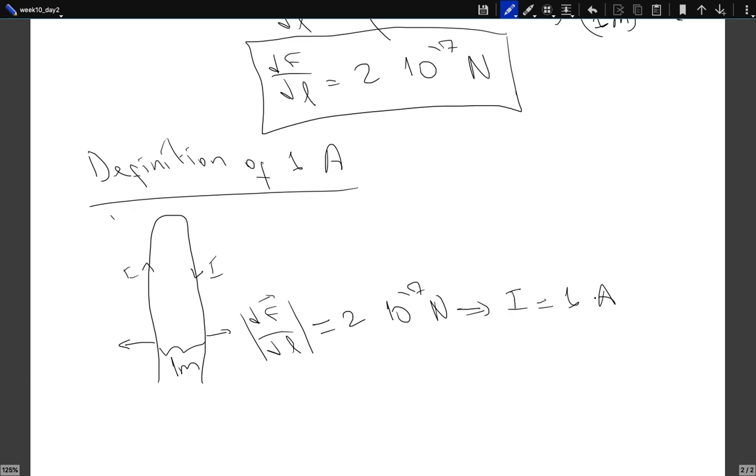So you just create the system, you send some current, measure the force per unit length, you change the current until you obtain the force per unit length to be 2 times 10 to the power minus 7 newtons. Once you reach that value, at that value you know that the current that you have is 1 ampere.